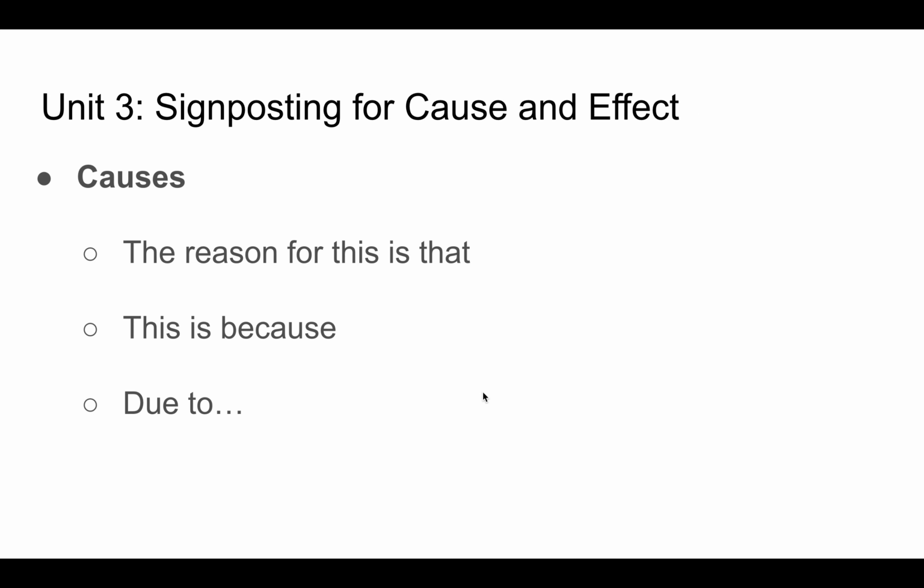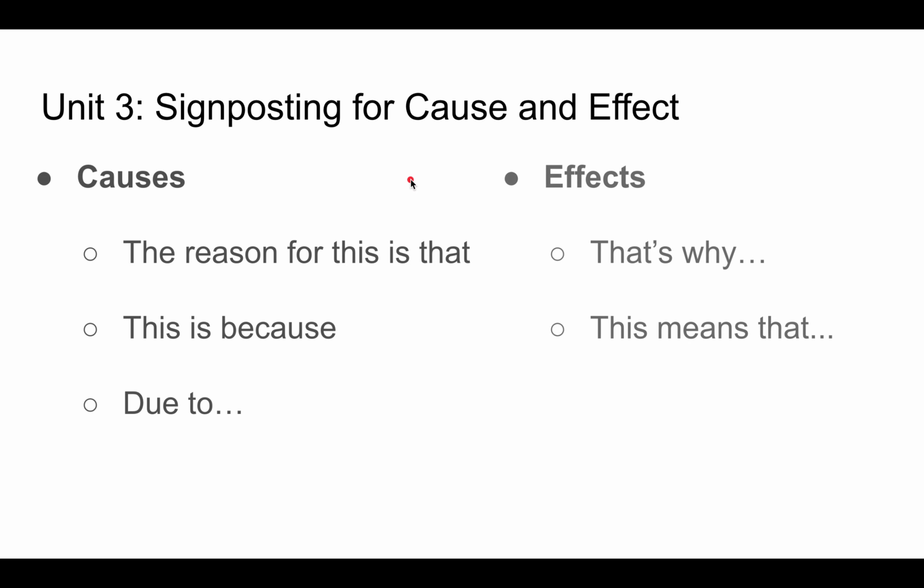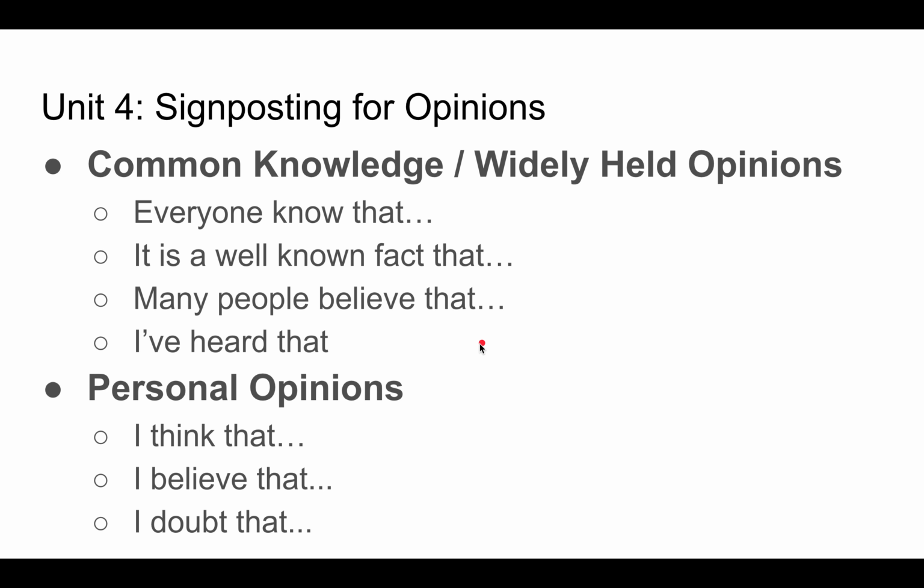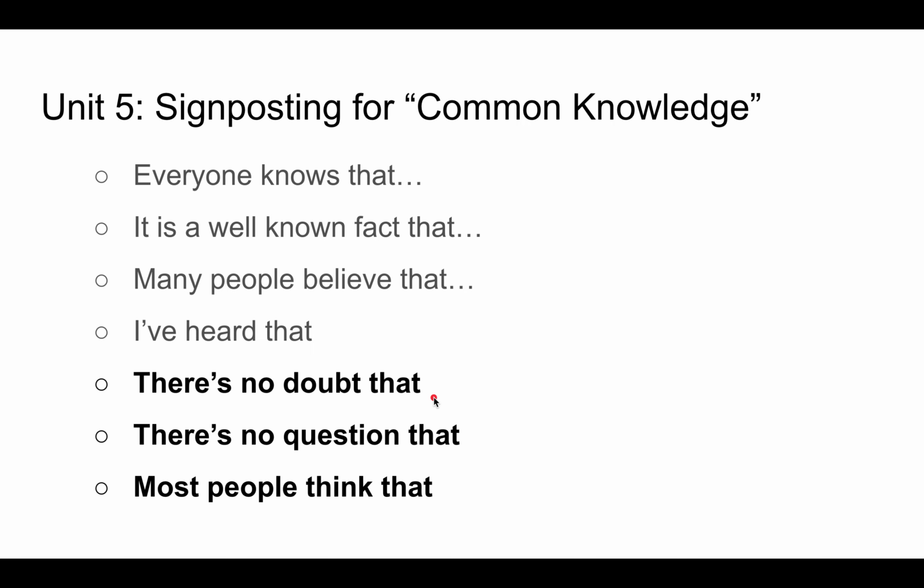And in Unit 3, we also learned signposting for cause and effects. For example, we learned the reason for this is that, this is because, and for effects, that's why, this means that. And then we also learned signposting for opinions, for common knowledge or widely held opinions, such as everyone knows that, for personal opinions, I think that.